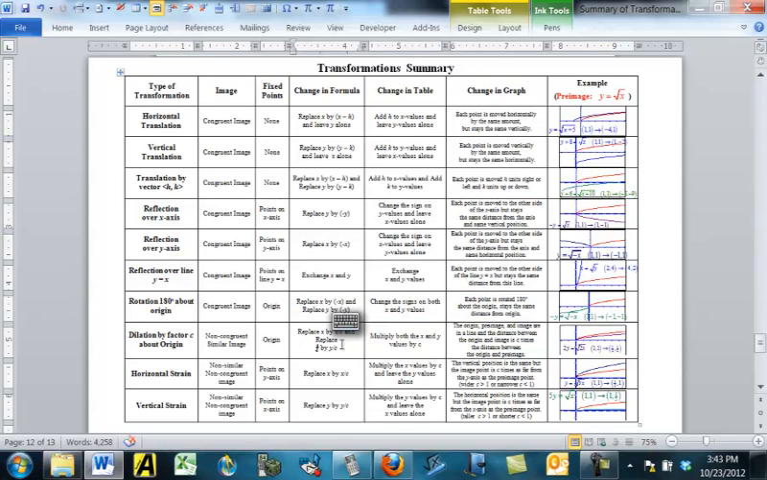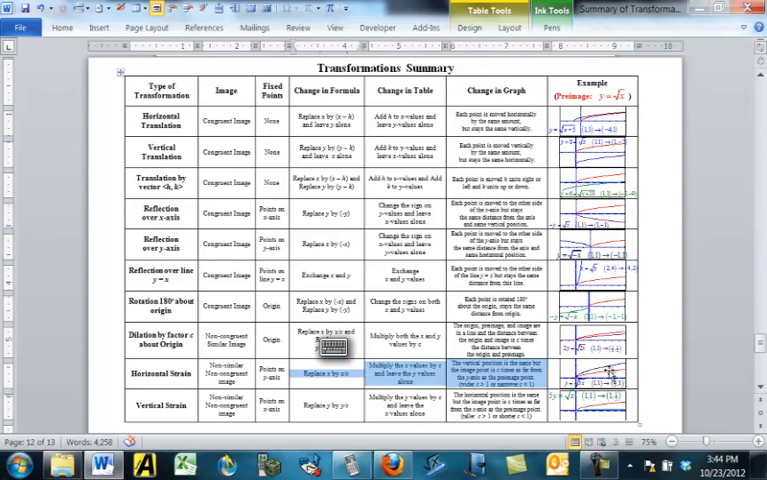If you replace x by x over a constant, then you are straining it or stretching it in the horizontal direction. So if you replace x by, say, x divided by 3, then what you really do is multiply all the x values by 3, leaving the y's alone. And so that's going to stretch it 3 times as far away from the y-axis. And similarly when you change y, replacing y by y divided by a constant gives you a vertical stretch or compression.